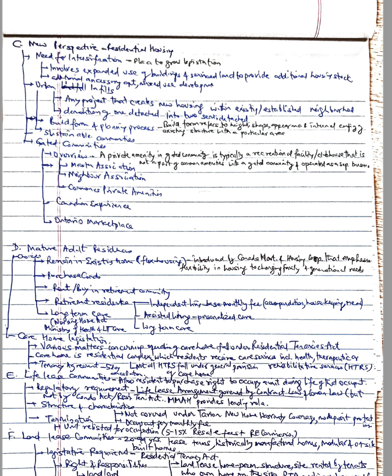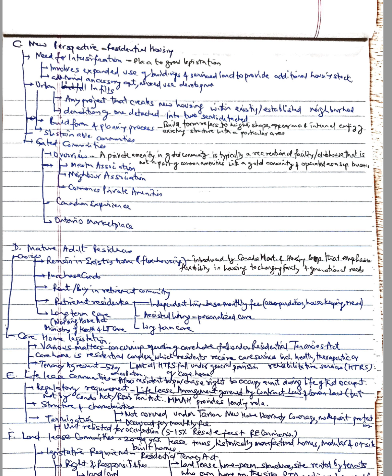Life lease communities allow residents to purchase the right to occupy a unit during the life of that occupant. Note that life lease community agreements are governed by contract law and also by common law, but not by the Condominium Act or Residential Tenancy Act. The Ministry of Municipal Affairs and Housing provides a leading role.